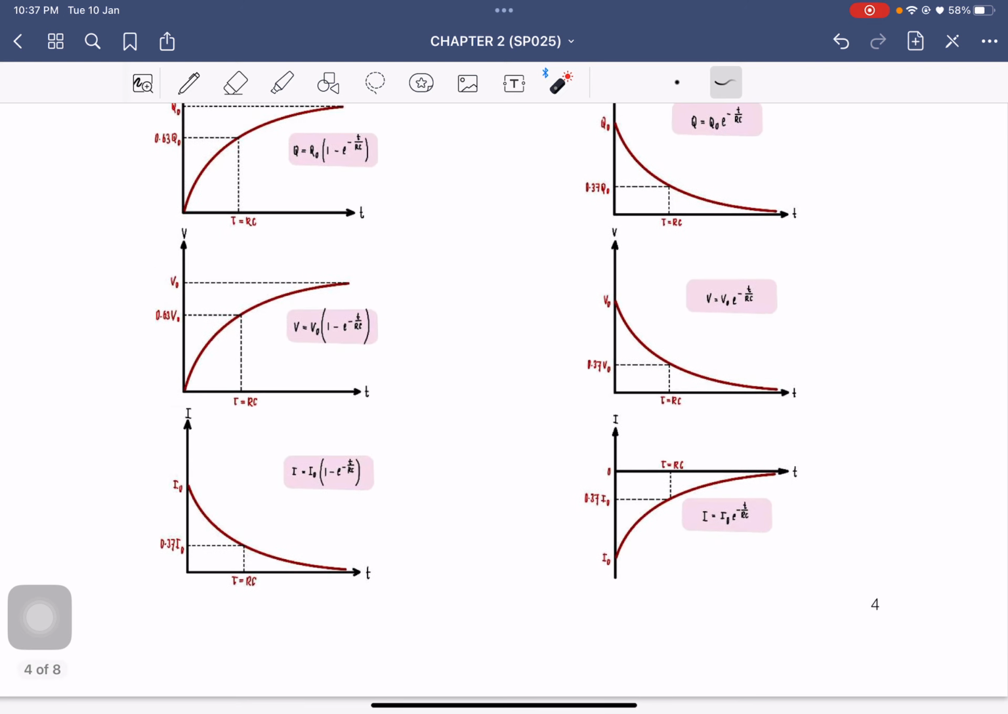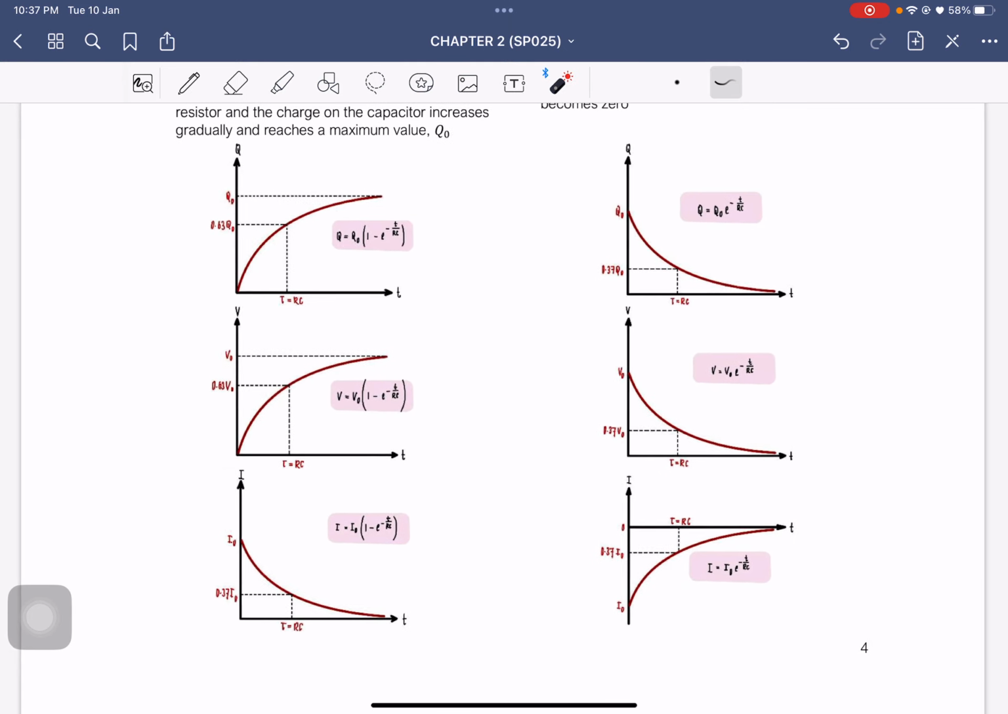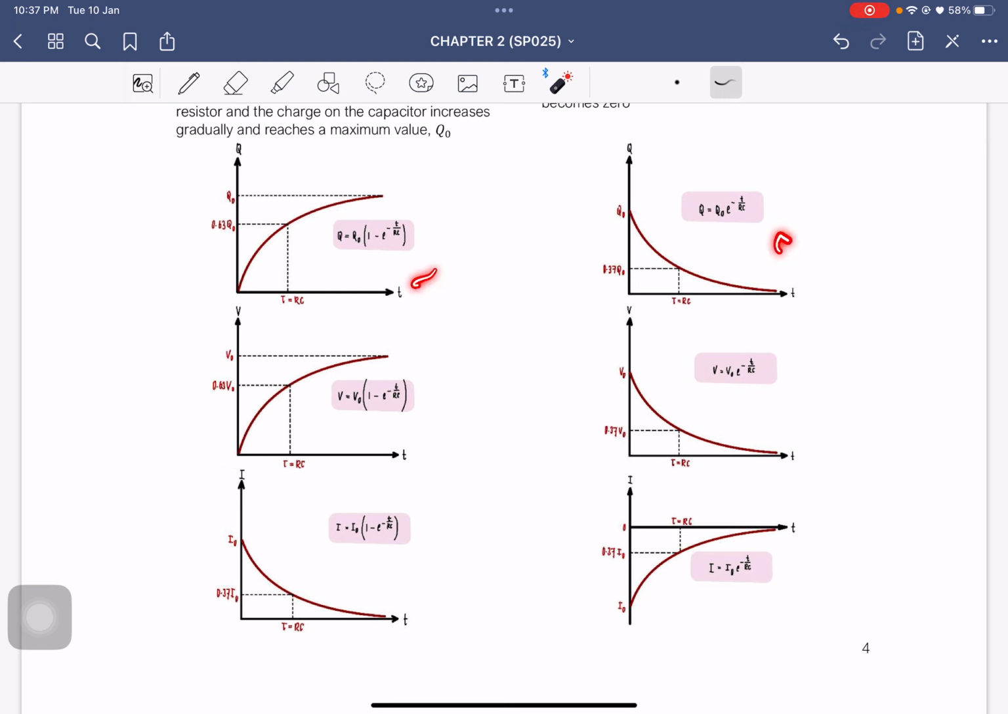Okay, so the graph now is basically the graph of charge against time for charging, and this one is for discharging. Okay, so for charging, the time constant, we will get the time constant at 63% of the maximum charge.